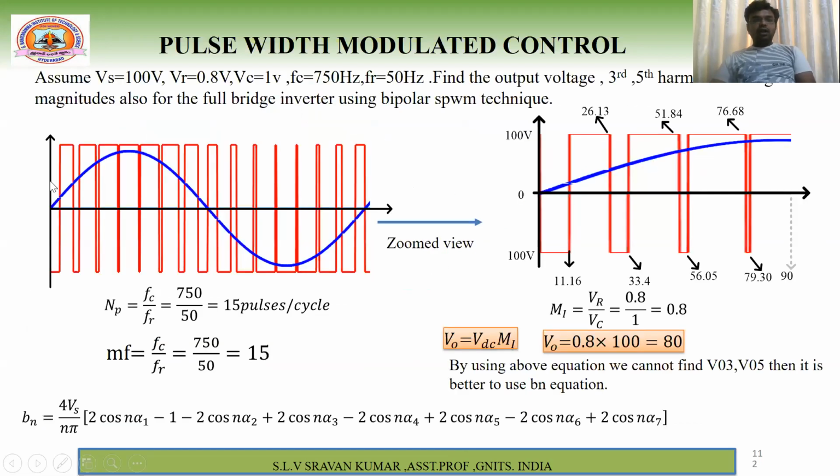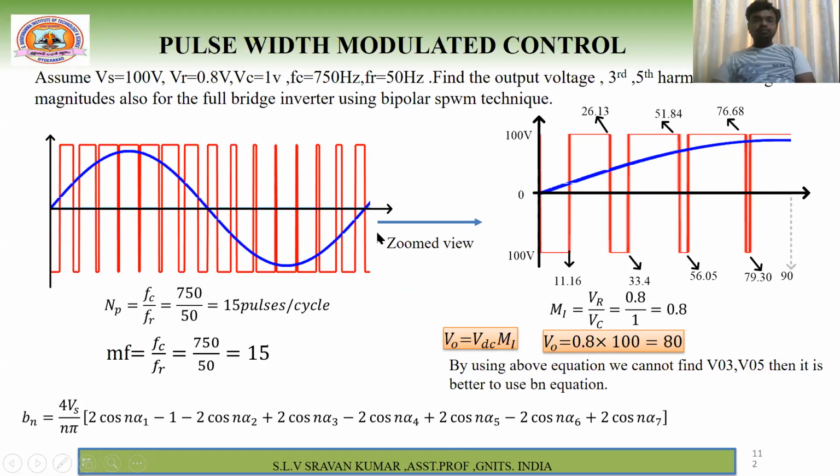Next one, let us take a bipolar problem. First, these are the values I have taken. Vs is equal to 100 volts. The reference voltage is sinusoidal, with peak magnitude 0.8 volts. Vc peak magnitude is 1 volt. Carrier wave frequency is 750 hertz, reference wave frequency is 50 hertz. Find the output voltage, third harmonic and fifth harmonic magnitudes for a full bridge inverter using the bipolar SPWM technique.